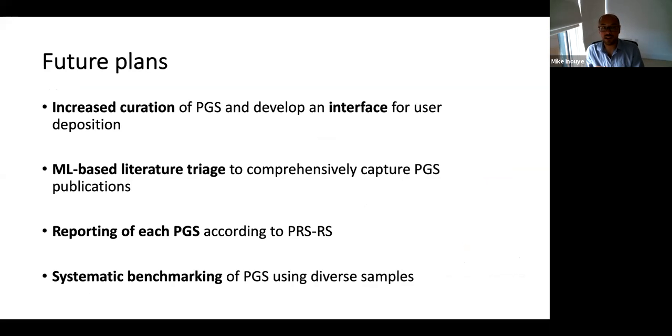Future plans for the Polygenic Score Catalog: we're rapidly increasing curation. This is still manual and intensive, but we're making a lot of progress there. We're implementing machine learning-based literature triage to help comprehensively capture the polygenic score publications. There's over 1,000 of them at this stage, so a lot to get through. We're also planning to combine the PRS-RS, the reporting standards, with the Polygenic Score Catalog to assess each PGS against those reporting standards. And as I mentioned, benchmarking is extremely important. It's underdone in the literature. So the Polygenic Score Catalog will be getting into PGS benchmarking as well, so that we can directly compare polygenic scores for the same trait on the same samples.